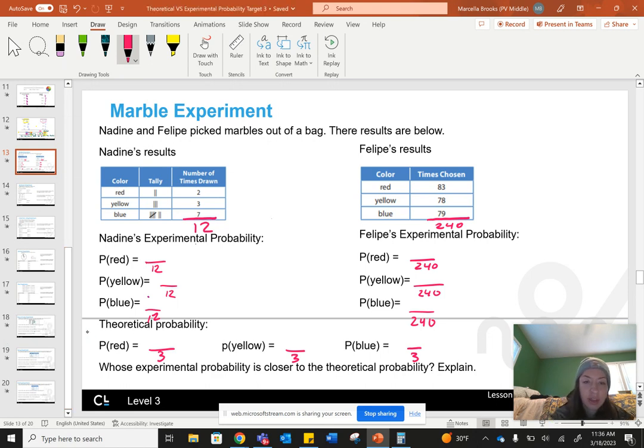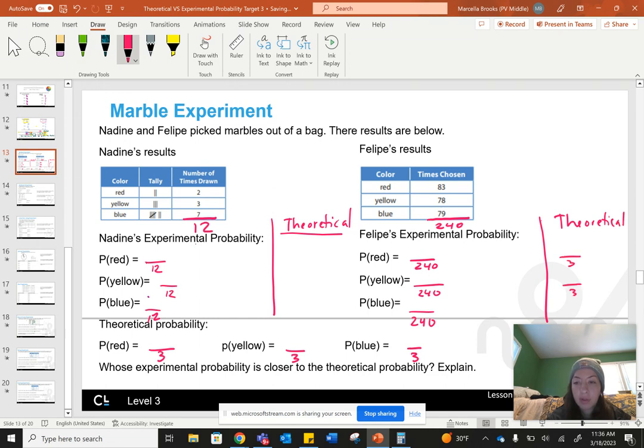So you need to write the theoretical probability of each next to them. So it's going to be over 3, over 3, over 3, over 3, over 3, over 3. I want you to look at them and see how they compare. That one's kind of hard. So if you can do all of the work and not answer that question, that's fine.